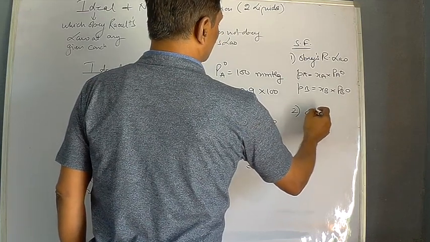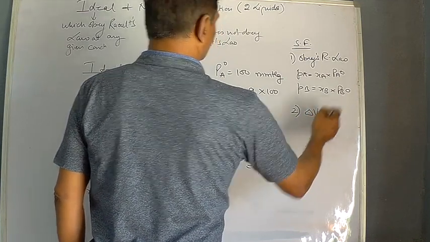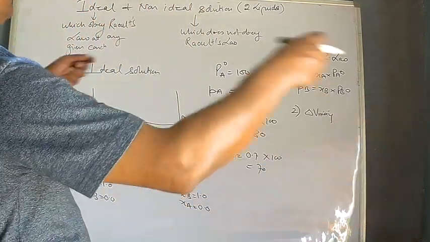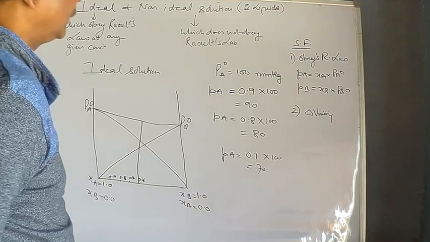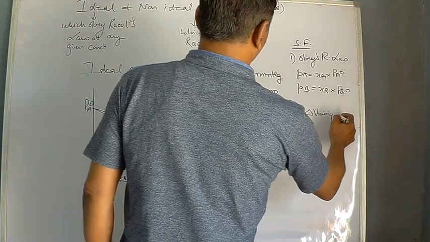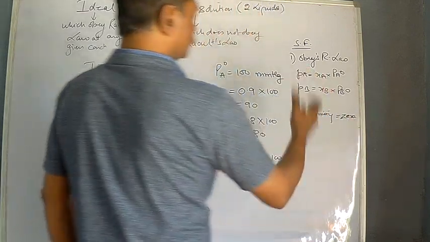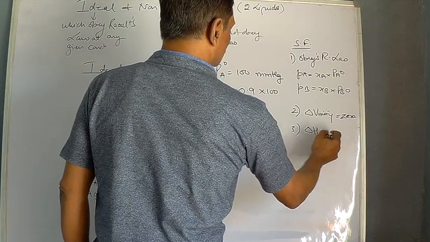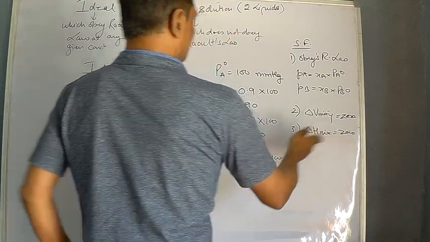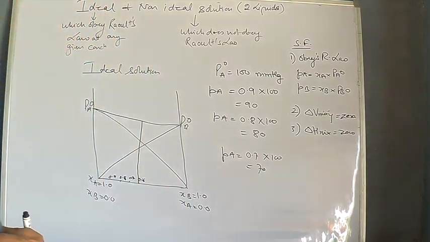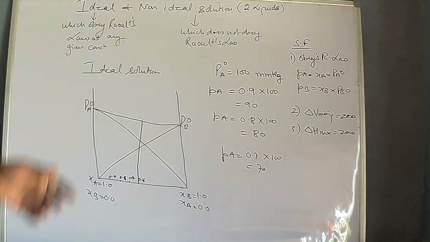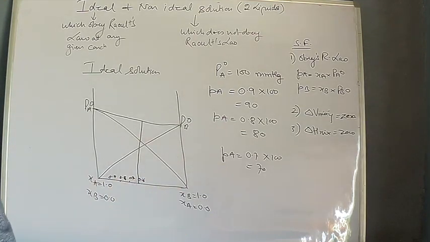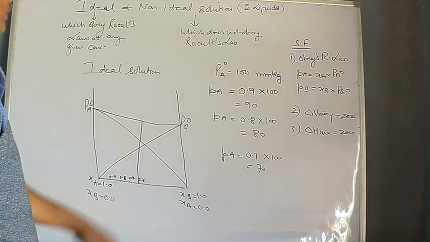Number 2, delta V mixing. Delta V mixing means when we add two liquids, 10 ml of liquid A and 10 ml of liquid B, we get only 20 ml, so delta V mixing is 0. There is no change in volume. And third, delta H mix is also 0. What is delta H? Delta H is your enthalpy change. Whenever liquid A and liquid B are following ideal solution behavior, if you mix them, the process is neither exothermic nor endothermic, neither heat is given out nor heat is taken in. So this was the curve for ideal solution.